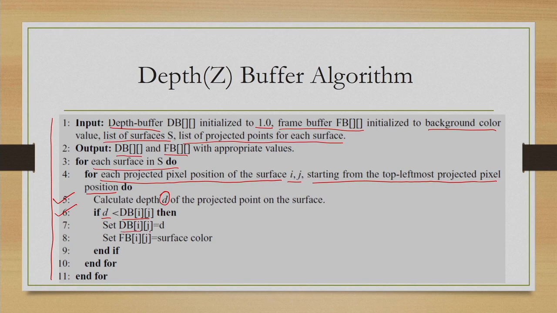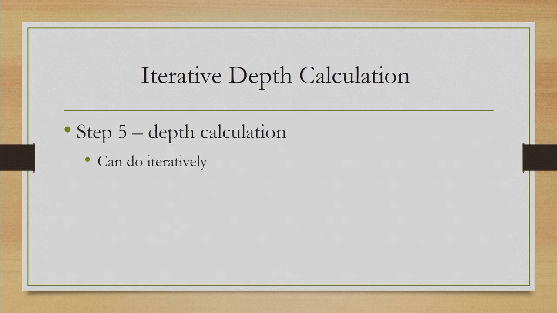then we update this depth buffer information, and then we update the frame buffer information with the color of that particular surface, and this we continue for all the pixels for that projected surface, and we do it for all the surfaces. Now, the crucial stage here is calculation of the depth. How do we do that? We can do that iteratively. Let us see how.